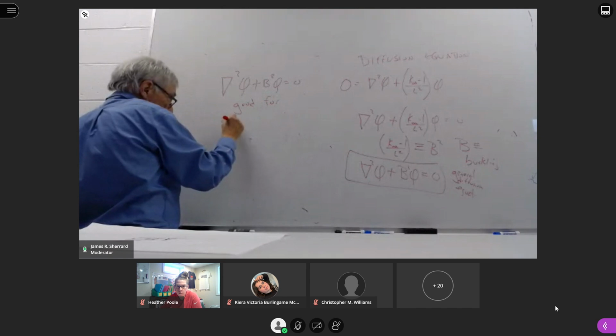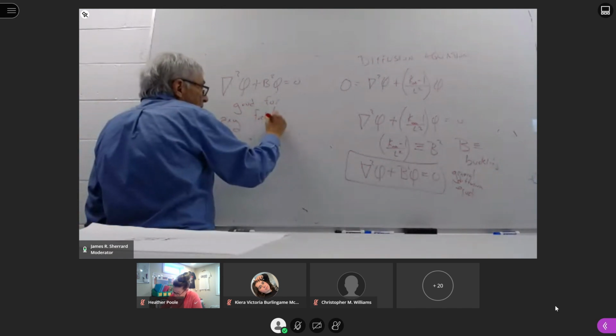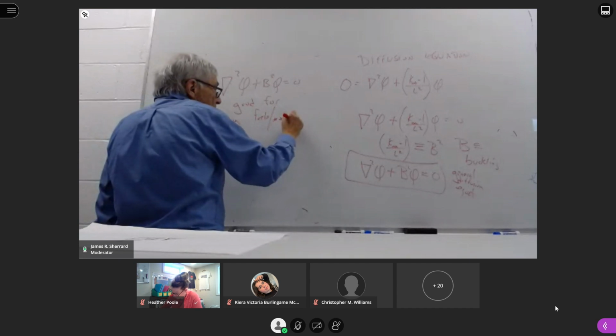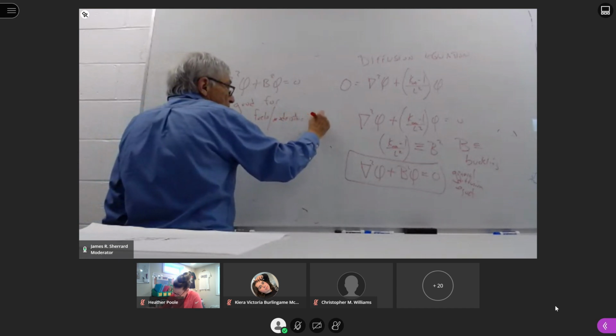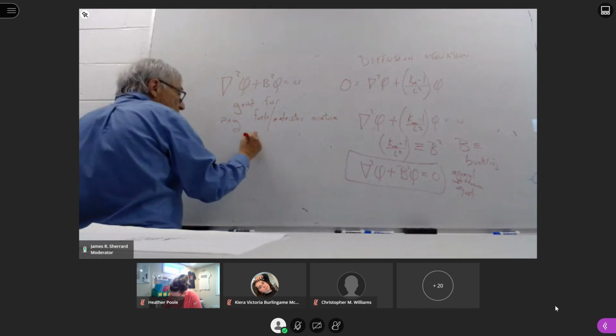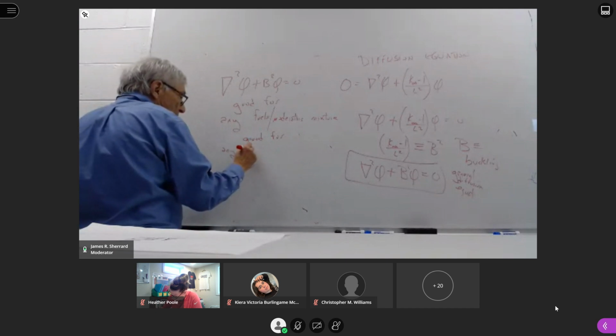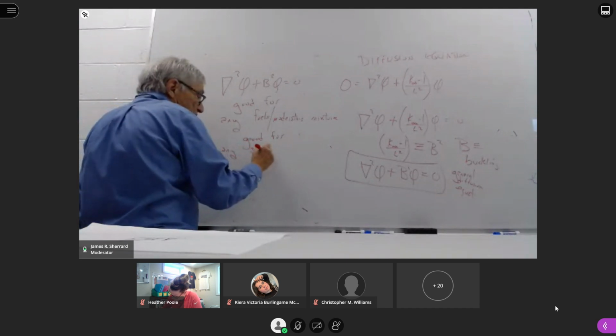So this is good for any fuels, moderators, mixture. It is also good for any shape.